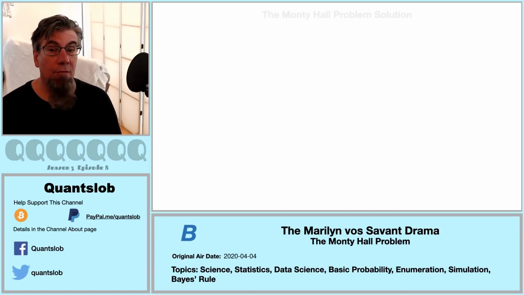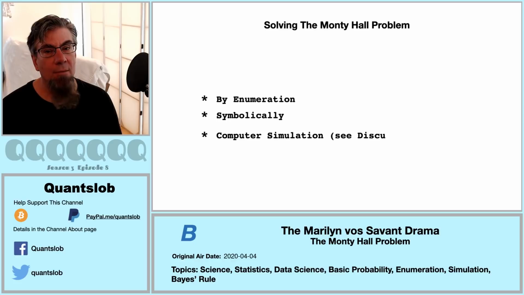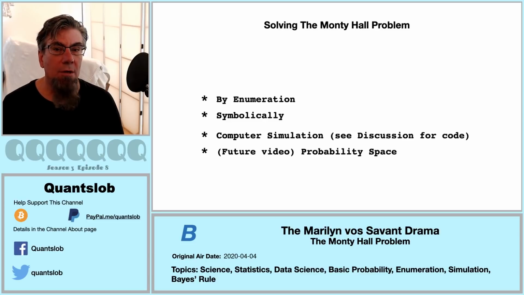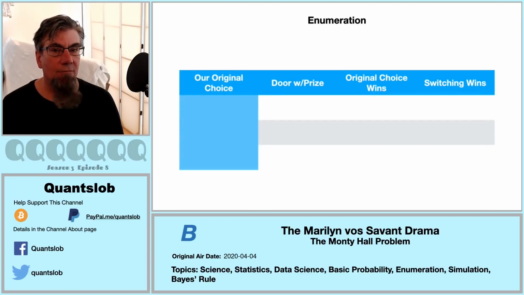I am, however, prepared to explain solving the Monty Hall problem. And I want to offer two highly conceptually related ways to solve the Monty Hall problem, both of which evidently flummoxed Miss Savant's detractors some 30 years ago. You should be able to access some code examples in the discussion to simulate the Monty Hall game. And we can also formalize the solution by crafting a so-called probability space. And we're going to save this for a future video.